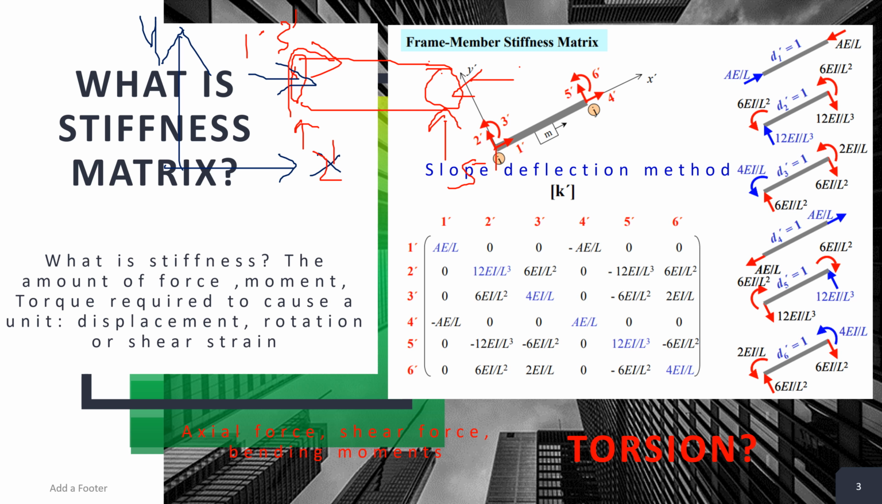sorry, just a moment, this is direction 4 prime, and this direction is 6 prime. Let me indicate this one a little bit better. This is the moment and the moment.